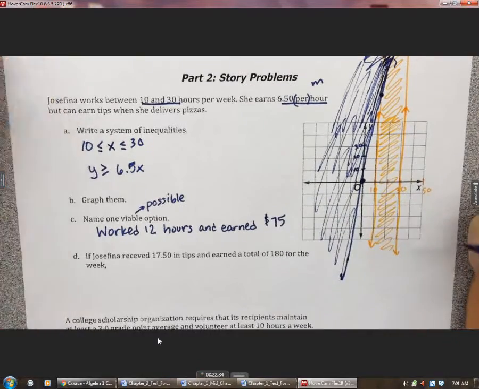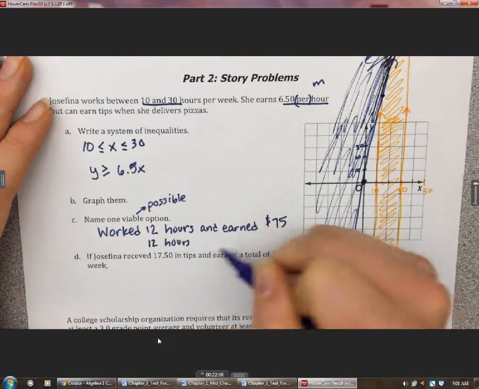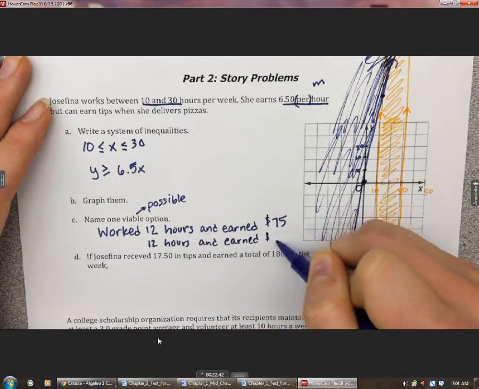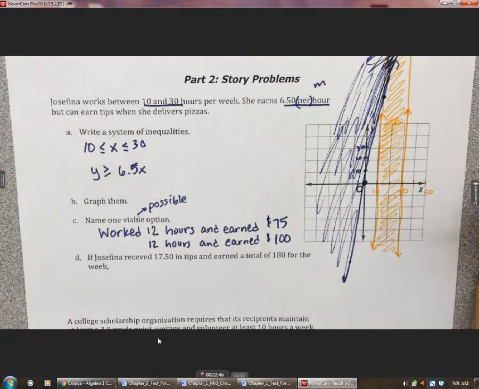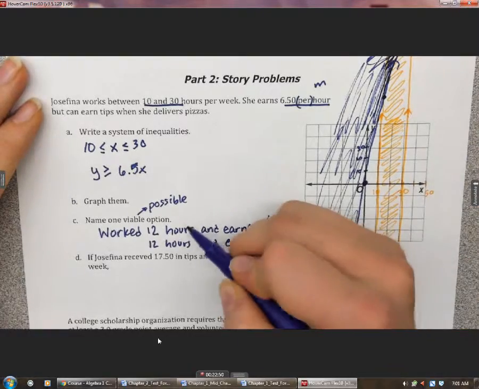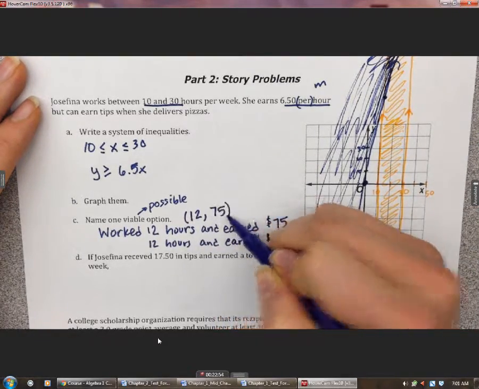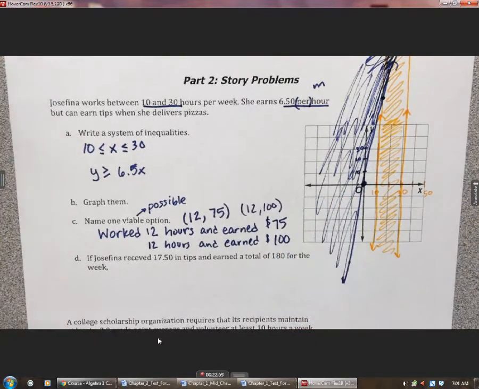$75. It could be that she worked 12 hours and she might have gotten a ton of tip money. She might have earned $100. We don't know. That's why we're graphing all the possibilities. So for one viable option, they want you to list it as a point. You could write 12 and 75. That works. It could be 12 and 100. Something like that.